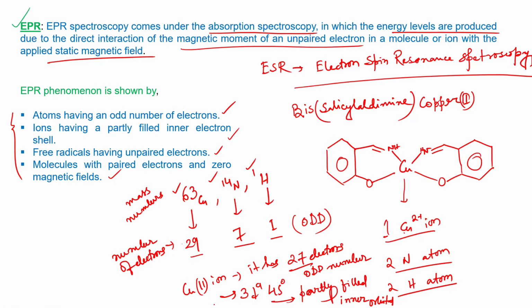So in case of copper, both the first two points, that is atoms having an odd number of electrons and ions having a partly filled inner electron shell, are obeyed, both in the case of the copper atom and the copper(II) ion. In the case of nitrogen and hydrogen, the first point, atoms having an odd number of electrons, is obeyed. Thus, all these atoms, that is 63Cu, 14N and 1H, are EPR active. And because of their presence, the complex itself is EPR active.